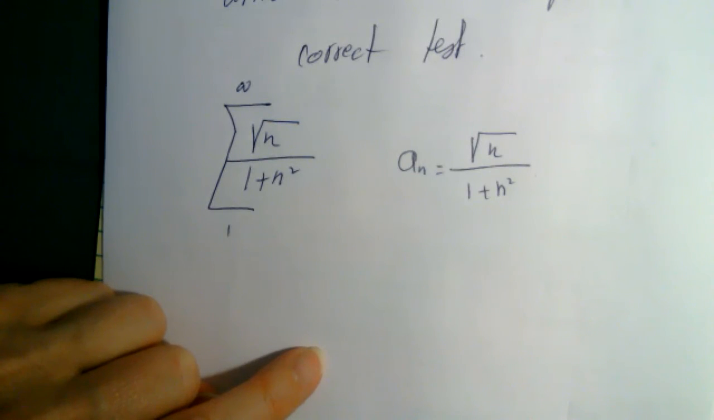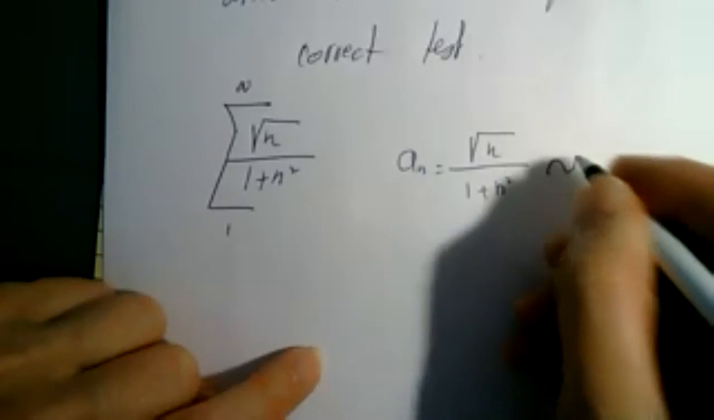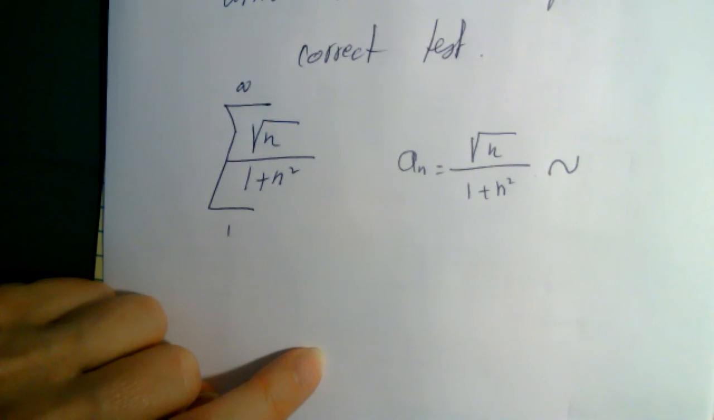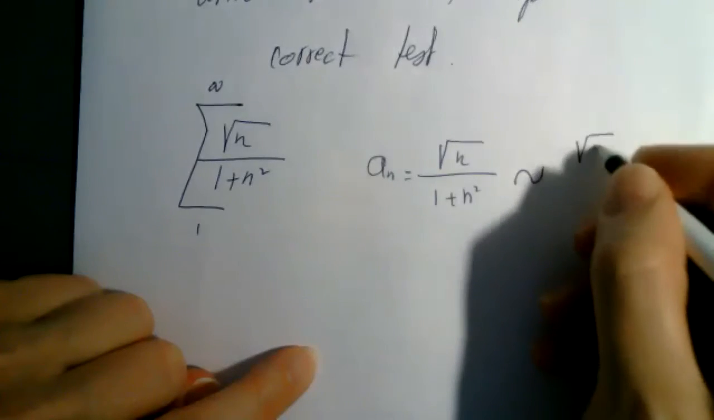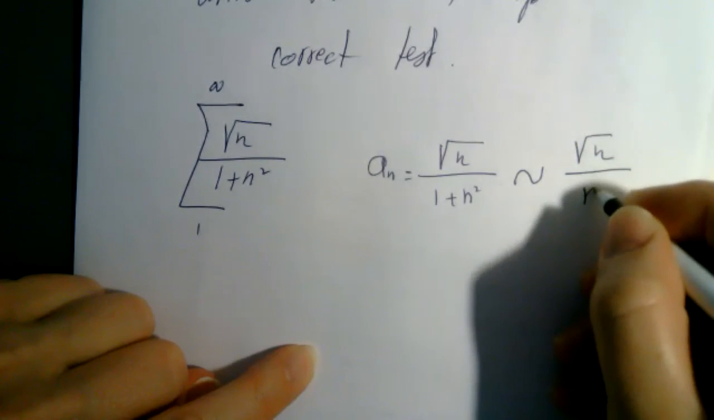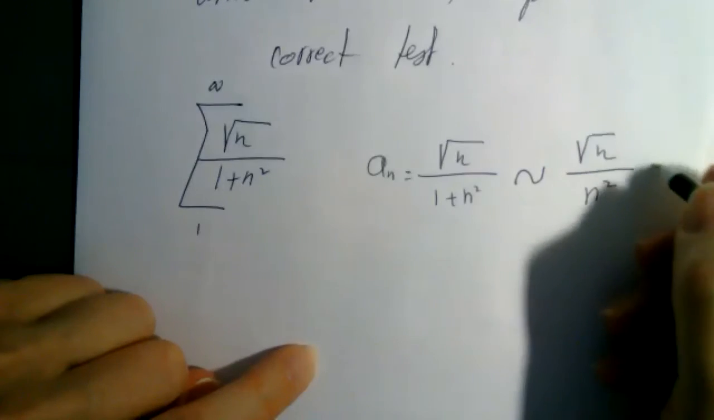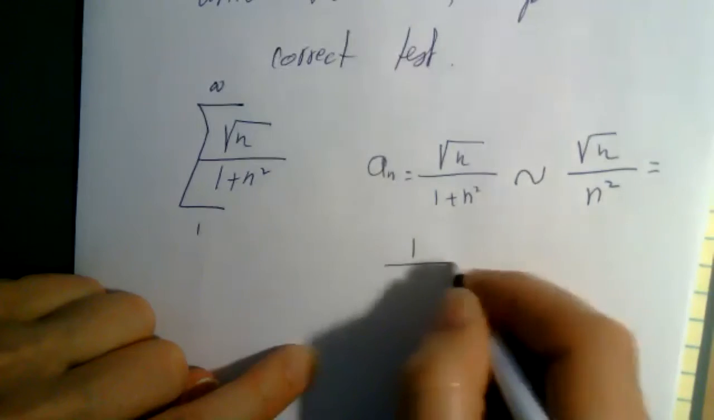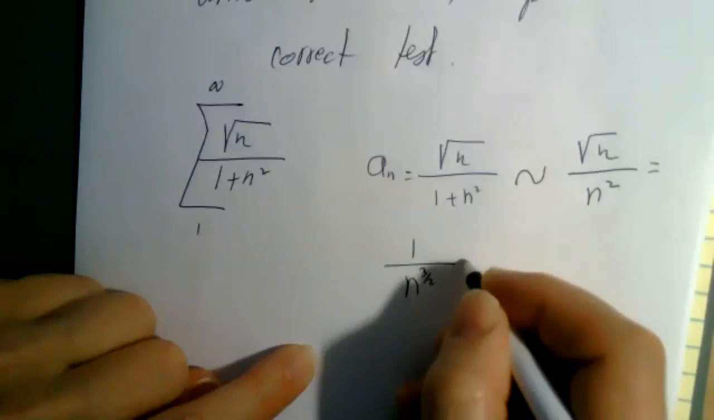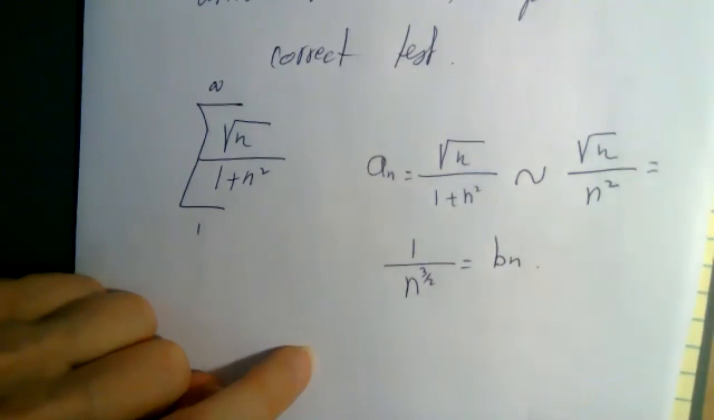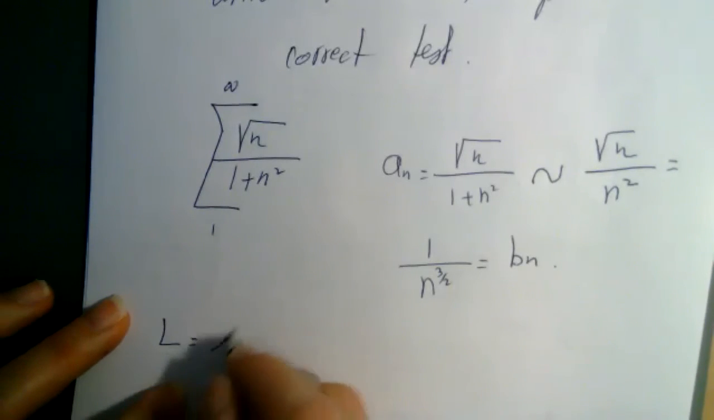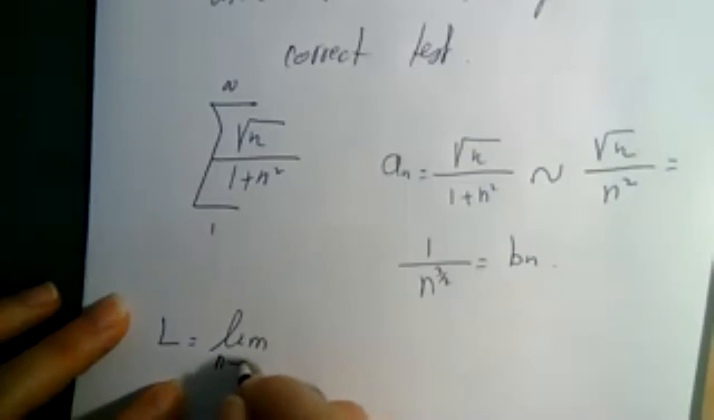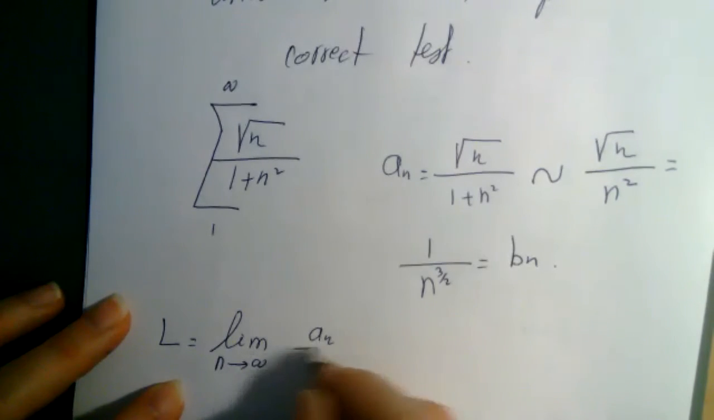Okay, so for this problem, I will actually use the limit comparison. And I ask myself, when n is very, very large, what's really going on? That's the square root of n, and that's n squared. If we do a little bit of algebra, n over n to the power 3/2, and this is my Bn. And now I use the limit comparison, and I compute the limit of the ratio.